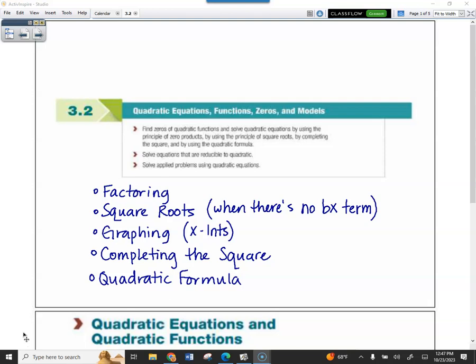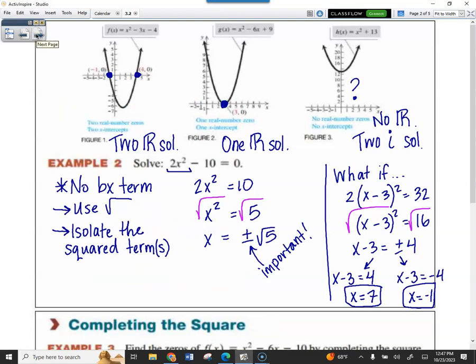3-2 is solving functions. We've got factoring, square roots, graphing, completing the square, and the quadratic formula. We have already gone over factoring, square roots, graphing, and completing the square. All we have left is the quadratic formula that we started and did one problem with, and then we have the word problems.